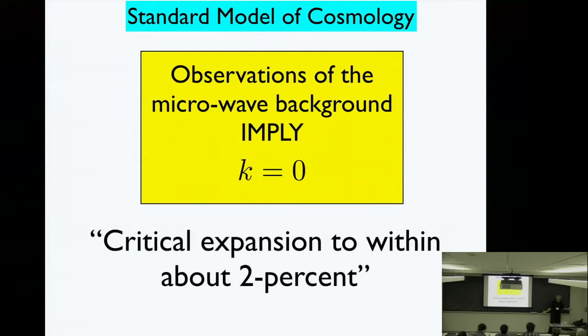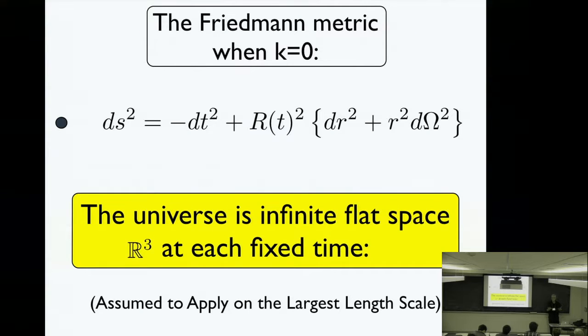But at any rate, let's keep going. Now, observations of the background radiation: everyone takes K to be essentially zero. So we're going to assume that the universe is flat at every time.